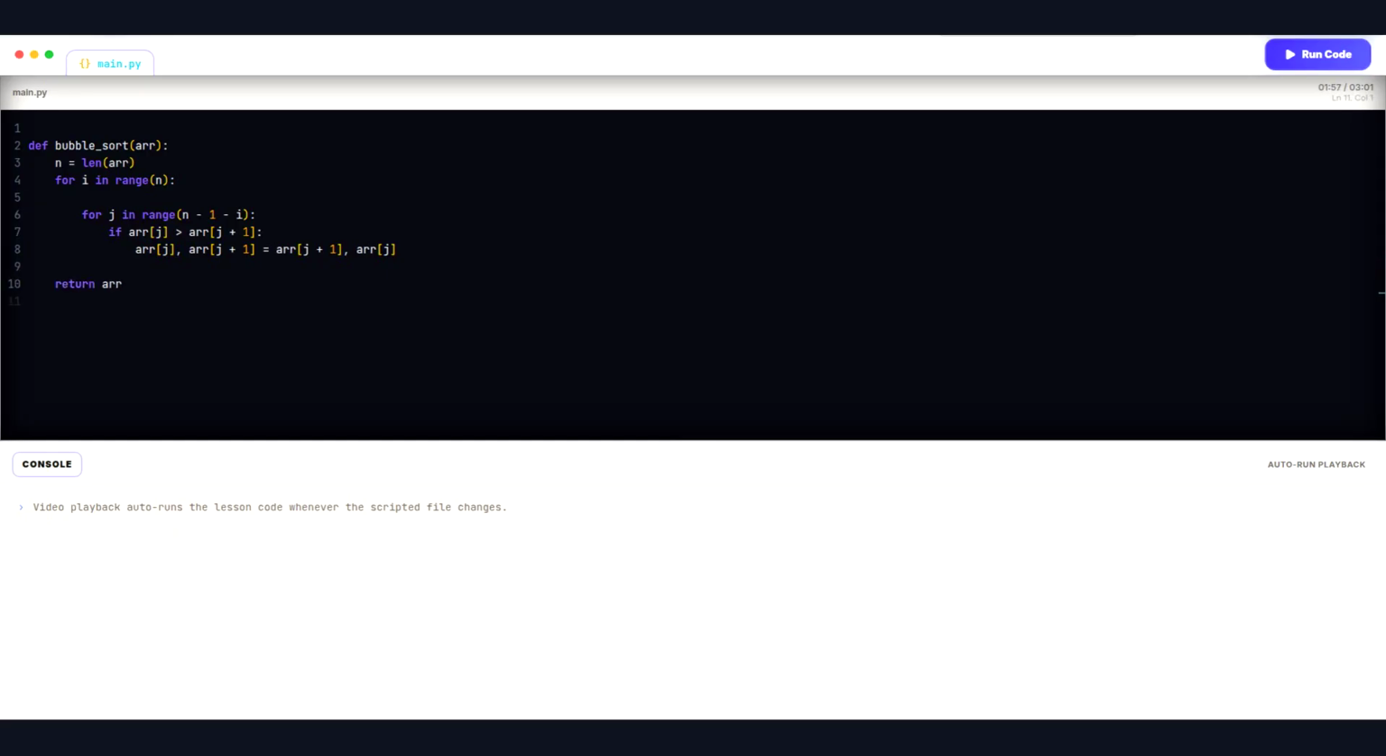Now let's test it and hit run. And there it is. 5, 1, 4, 2, 8 comes out as 1, 2, 4, 5, 8. Try shuffling the numbers yourself and watch them sort.